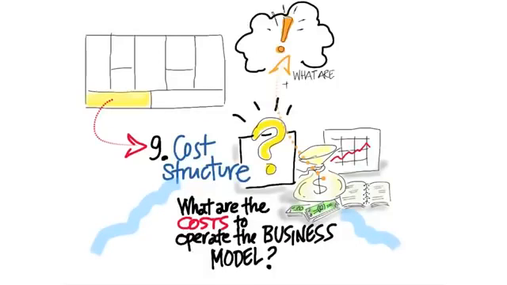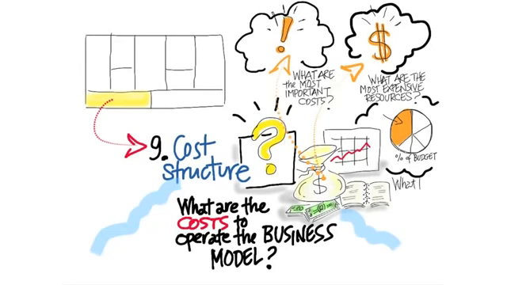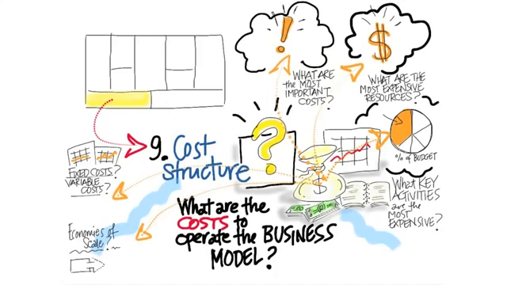The other things are, what are my most important costs? Are there resources from the resources part of the business model canvas? Are there activities that are most expensive? Did I have to do something with my suppliers? And so I really want to understand what's the cost structure to operate the business. What are my fixed costs? What are my variable costs? What are my most expensive resources? What are my most expensive activities?